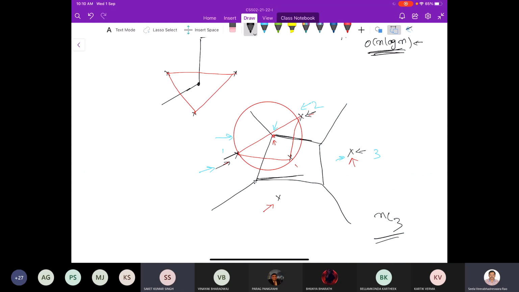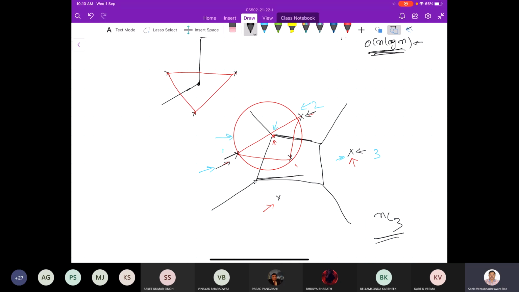Yes, sir. So out of all nC3 triangles, take the triangles whose circumcircles are empty. Empty means there is no other site from the given input present in that circle, and in that case, the triangle is part of the Delaunay triangulation. So this is the definition of the Delaunay triangulation directly from the point set, without using the Voronoi diagram.